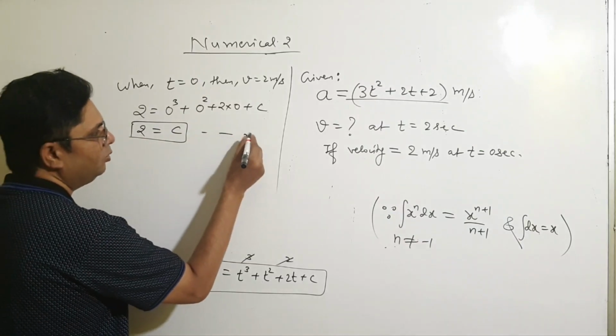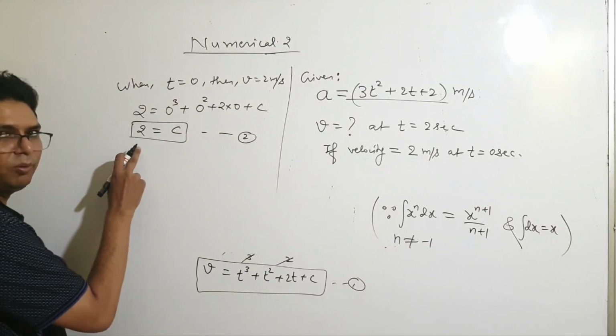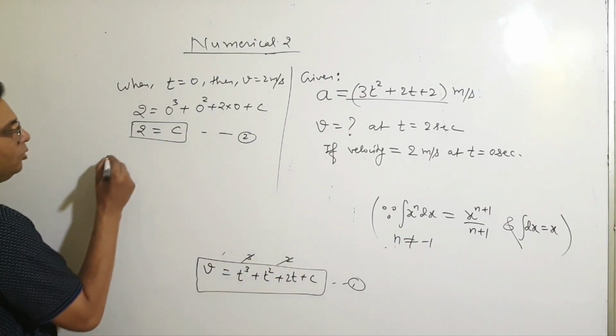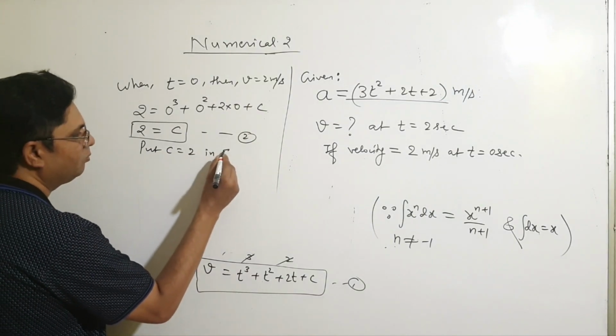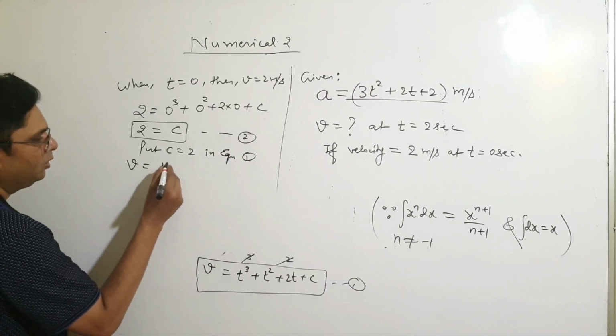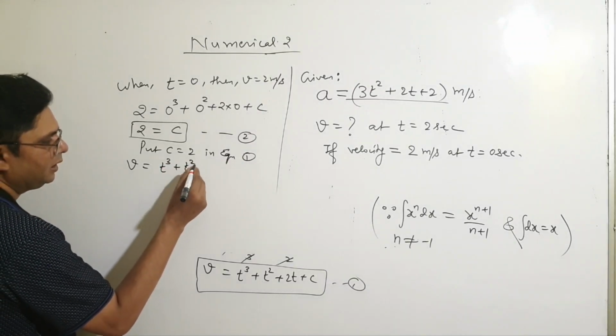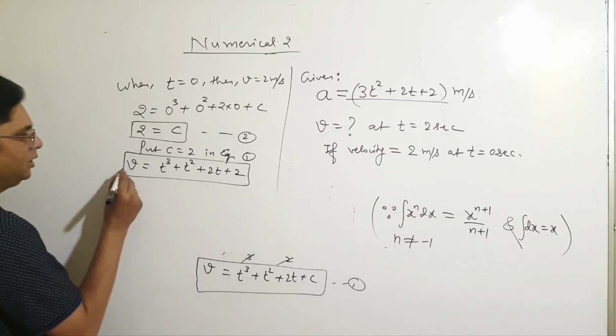This is equation number 2. This is equation number 1. Put the value of c equals 2 from equation 2 into equation 1. Put c equals 2 in equation 1. What you get? v equals t³ plus t² plus 2t plus 2. This is the desired equation.